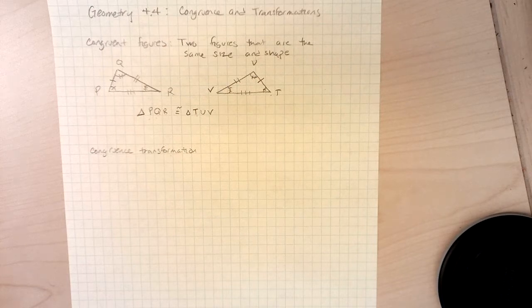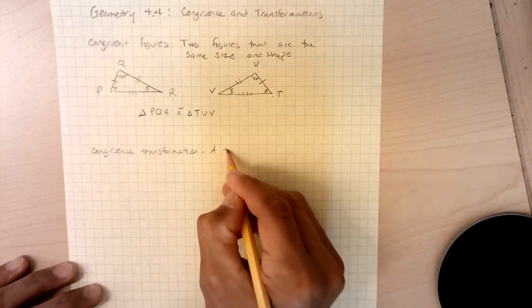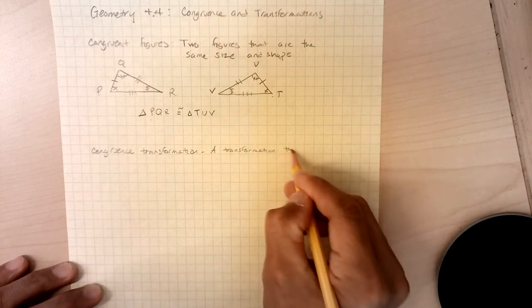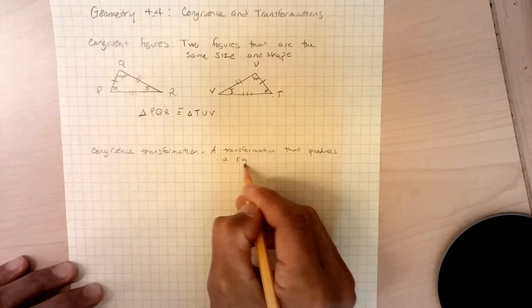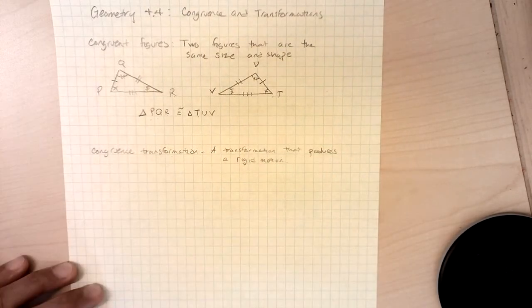For example, you should have seen that glide reflections, so a translation followed by a reflection, are also congruence transformations. So congruence transformations are just a transformation that produces a rigid motion. And we'll take a look at some examples of congruence transformations.